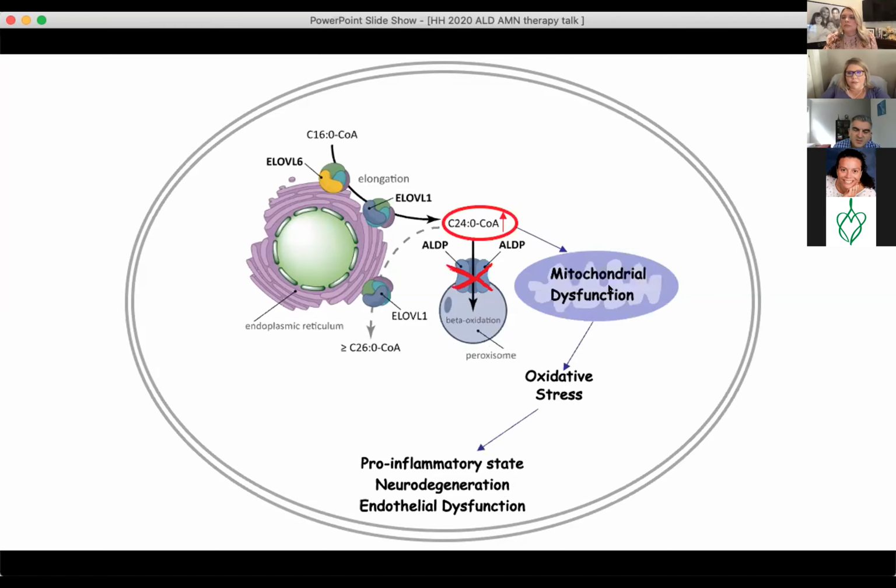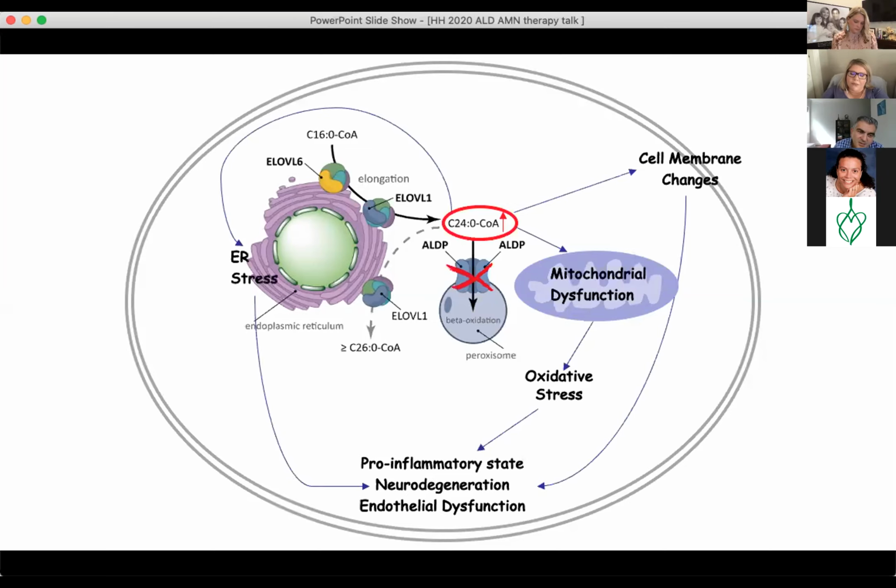So as a result of these accumulated very long-chain fatty acids, there is disruption of the mitochondrial function, which results in oxidative stress, which certainly can contribute to this disease state. The other thing that we can think of is the changes in the cell membrane as a result of these very long-chain fatty acids that may put the cells in a more pro-inflammatory state and also disrupt cell membrane-based signaling.